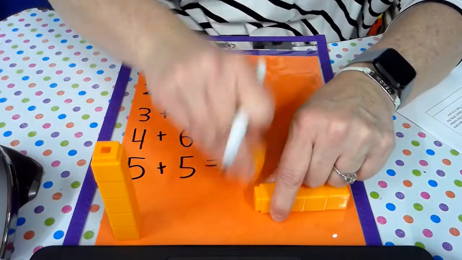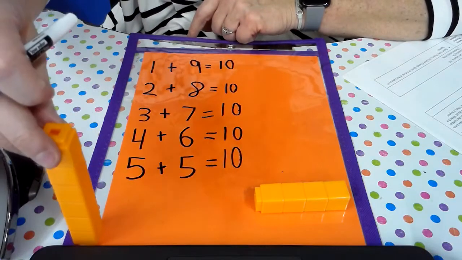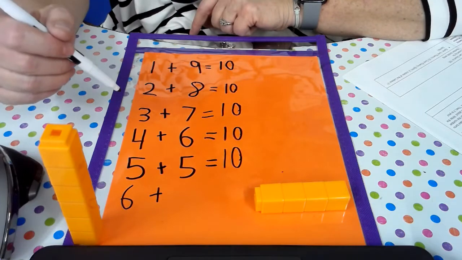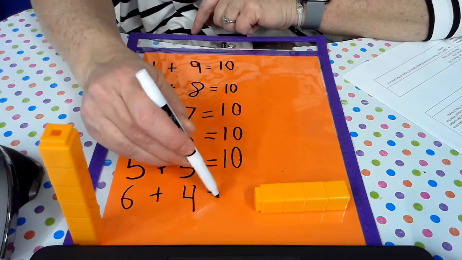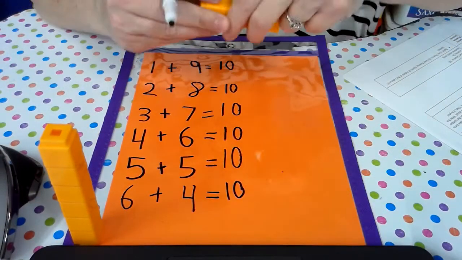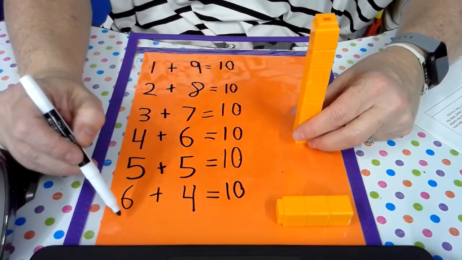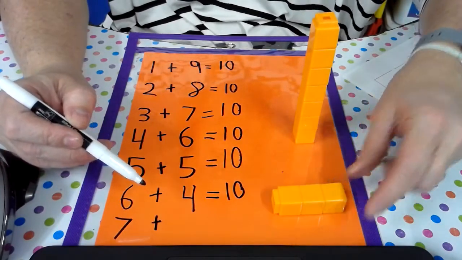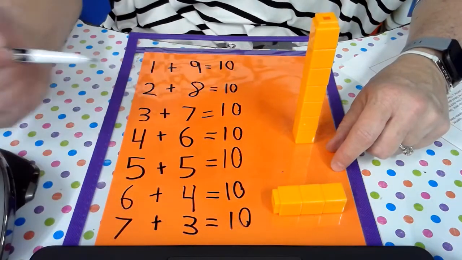Okay, now we're going to be going, and now we have 6. Can you see that? 6, and what does 6 need to get to 10? 6 needs 4. 6 and 4 is 10. Okay, we're going to move this one over. And now we have 7. And how many does 7 need to get to 10? That's right, it needs 3. 7 and 3 make 10.